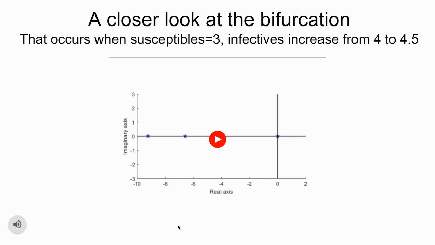Here we have an animation showing the bifurcation occurring as the infectives increase. It occurs between 4.26 and 4.27 as the saddle point with index 1 changes to the spiral saddle point with index 1.